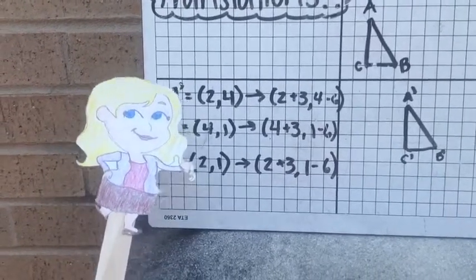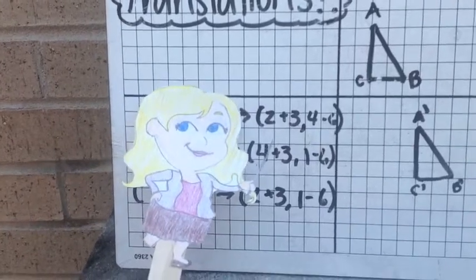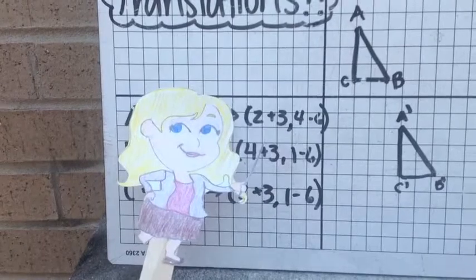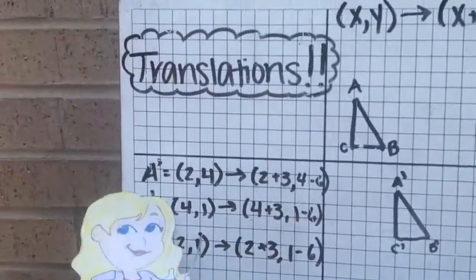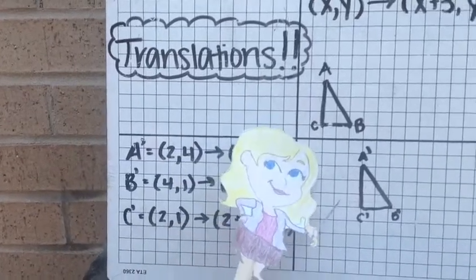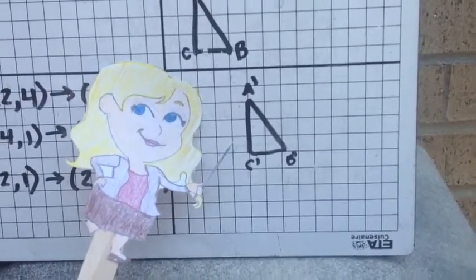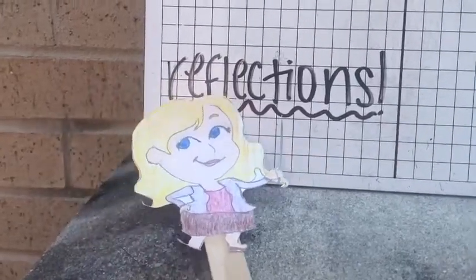For A, you will get (2, 4) changes to (2 plus 3, 4 minus 6). You solve the second set of parentheses, and then plot that coordinate on the board. Do the same for the other points. The triangle's new coordinates are A1 is at (4, negative 2), B1 is at (7, negative 5), and C1 is at (5, negative 5).